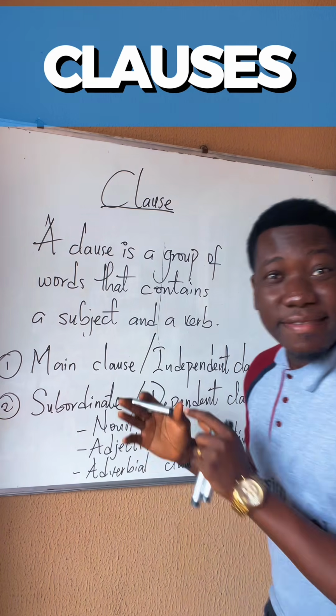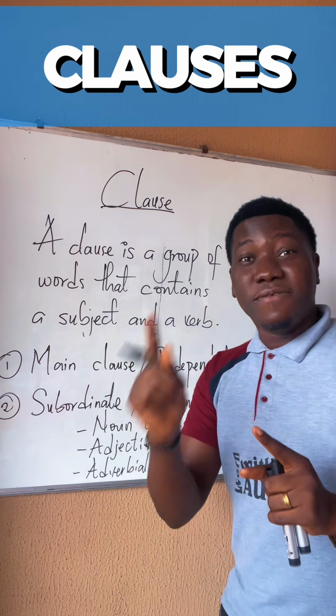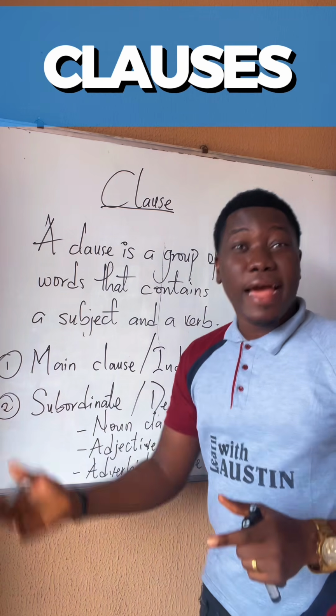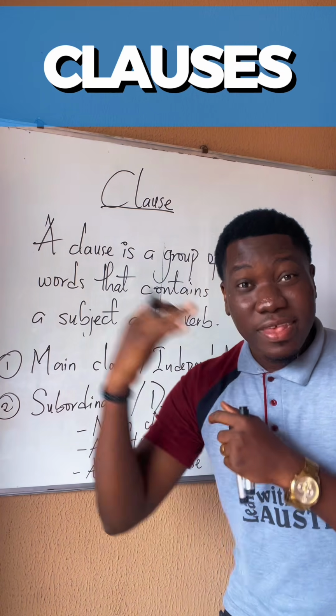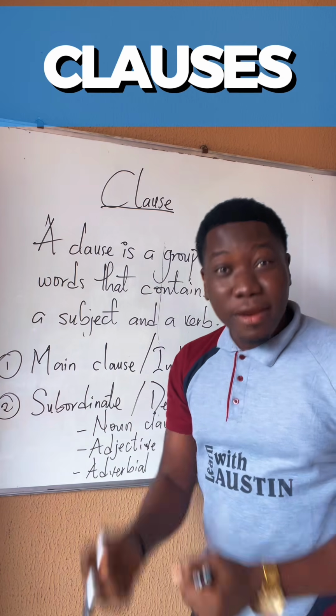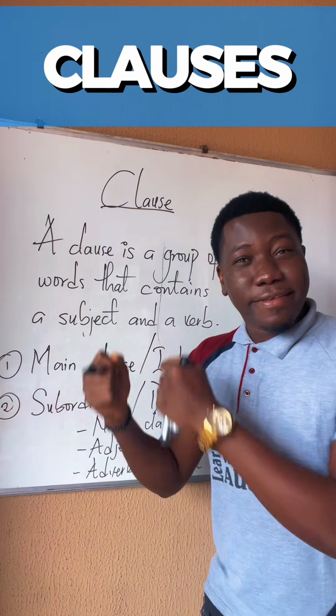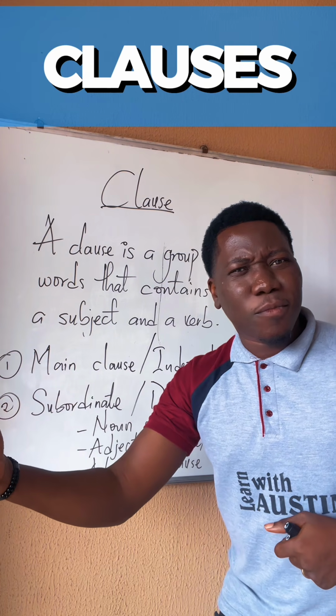So if you're asked, is this a clause? You want to check, is there a subject and a verb? If there is a subject and a verb, yes, it is a clause. Now, what type of clause? Is it dependent or independent? You are asking yourself, is it expressing complete thought? If it is expressing complete thought, it is a main clause, an independent clause. But if it is not expressing complete thought, it's leaving some question unanswered.